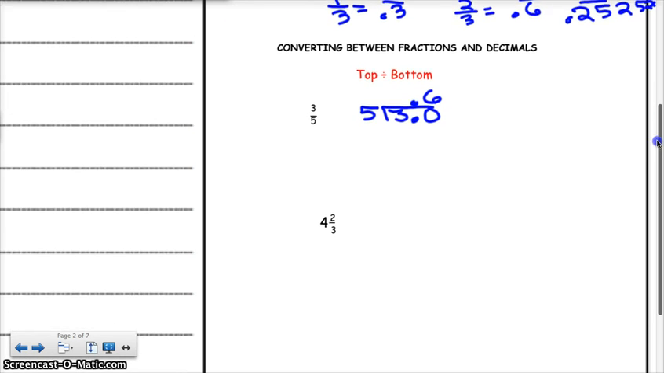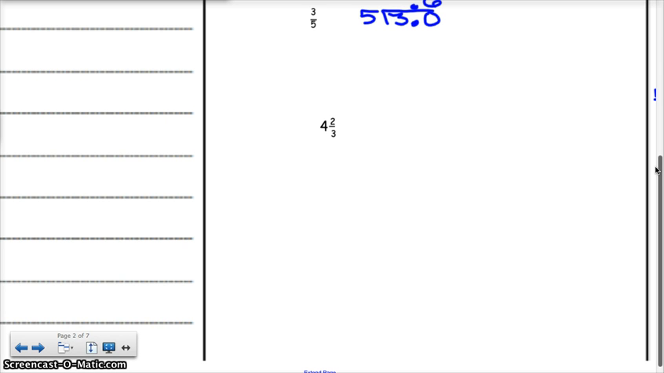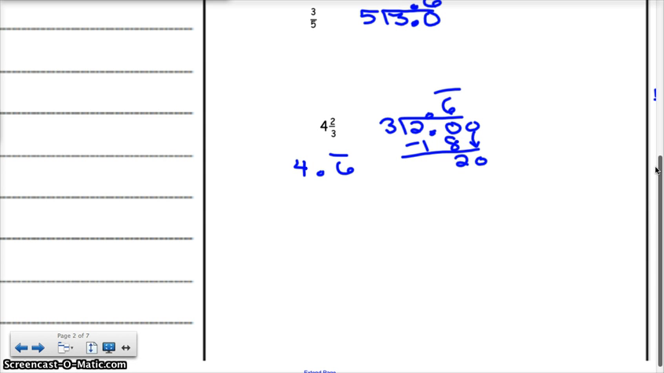Converting with mixed numbers, I always deal with the fraction first, so I deal with my 2/3. This is one I want you to get to know by heart. If you don't, you should get there. 3 on the outside, 2 on the inside. Notice I don't even think about the 4. The 4 is just kind of hanging out to the side until the end. 3 goes into 20 6 times. 6 times 3 is 18. 2 remains. I see I have another 20, so I know it's going to repeat. So it's 0.6 repeating, and then you just throw the 4 out there.